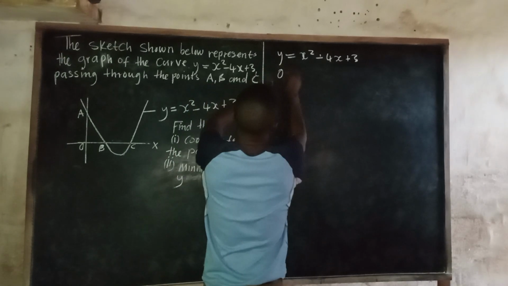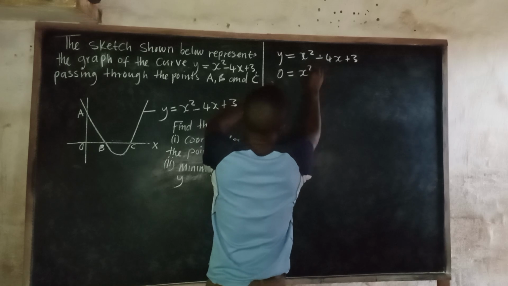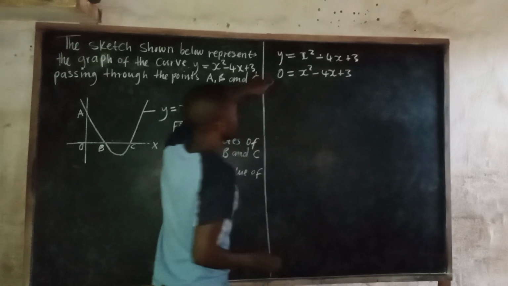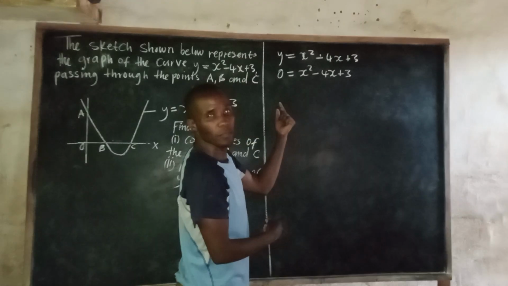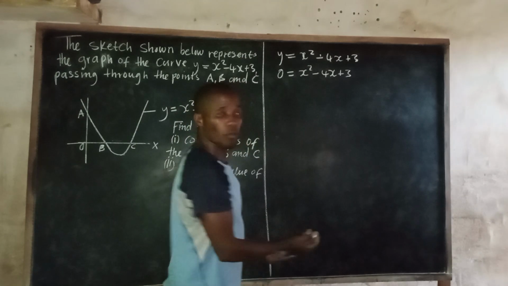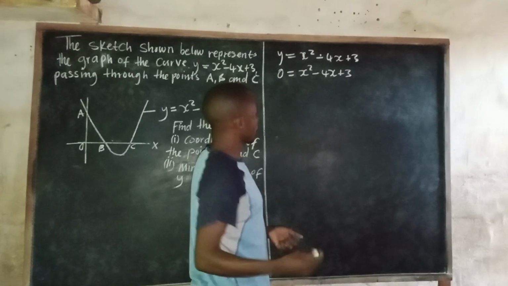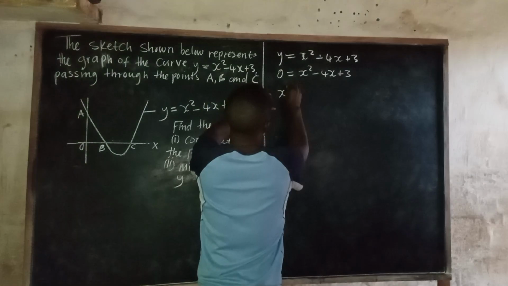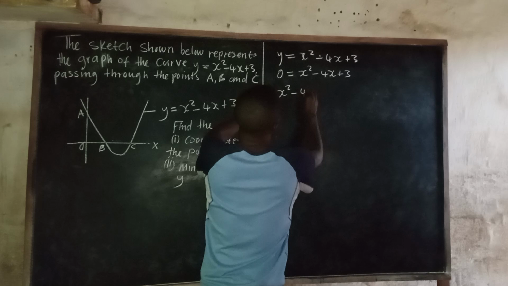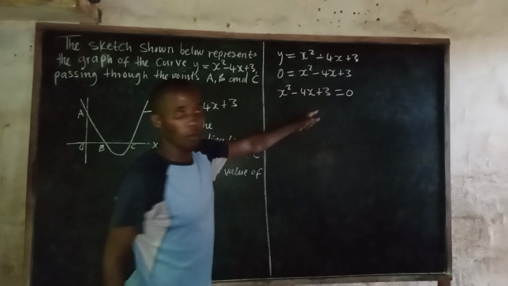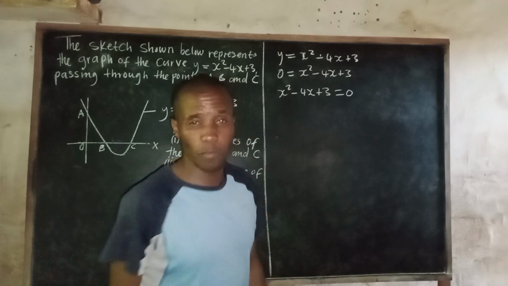Okay, so we'll say 0 equals x squared minus 4x plus 3. Now we can actually swap this. Always remember 0 goes to the right hand side. So we are going now to swap this: x squared minus 4x plus 3 equals 0. As you can see, this is a quadratic equation.